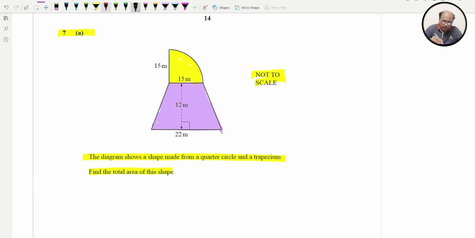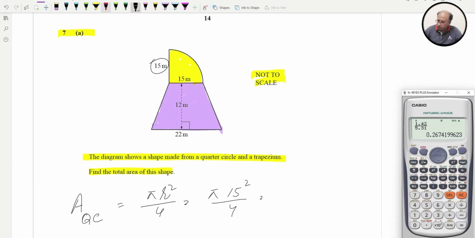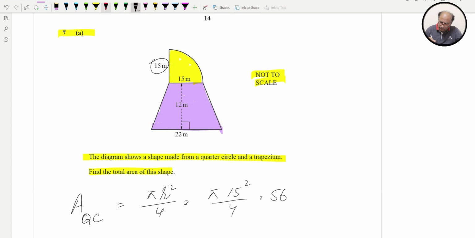So area of quarter circle will be equal to pi r squared divided by 4, and this will be pi, and radius is 15, so 15 squared divided by 4, and this will be equal to 56.25 in terms of pi.